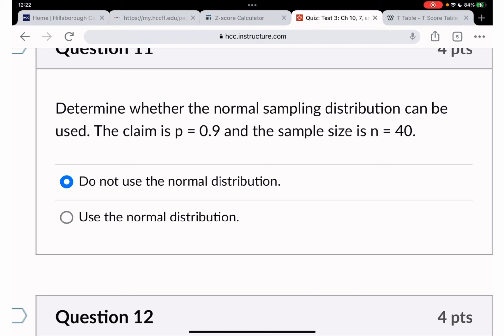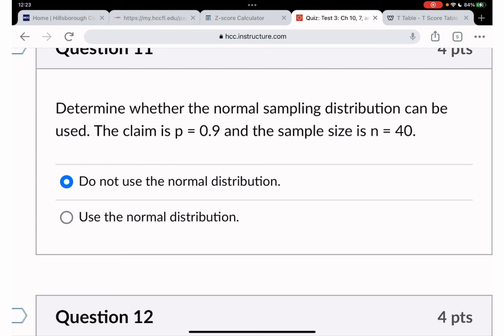The population is not given, so we can't check that one. 0.9 times 40, yeah. And what else? n times q also has to be greater than or equal to 10. So if p is 0.9, then q is going to be 0.1, right? So 0.1 times 40 is 4. It's not passing 10, therefore we cannot use the normal distribution.